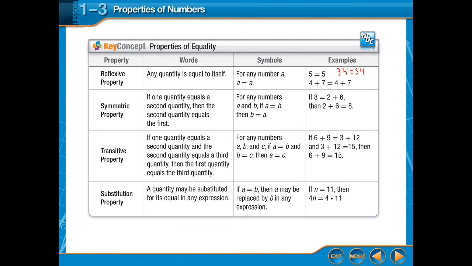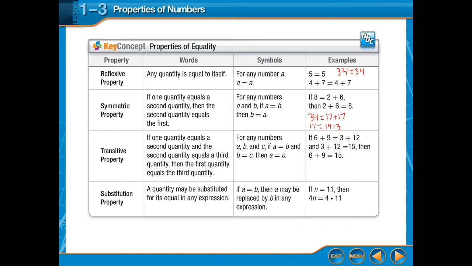the symmetric property. If one quantity equals the second quantity, then the second one equals the first. If we have something equal, like in the first one, we had 34. 34 could be equal to 17 plus 17. Well, 17 could be equal to 14 plus 3. And we can combine this with the next property, the transitive one.